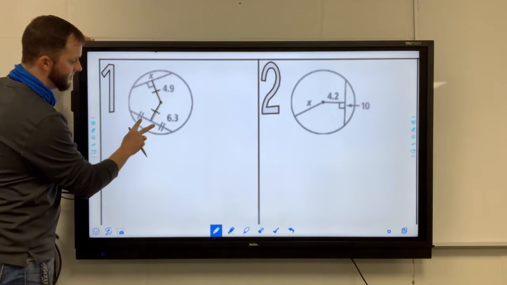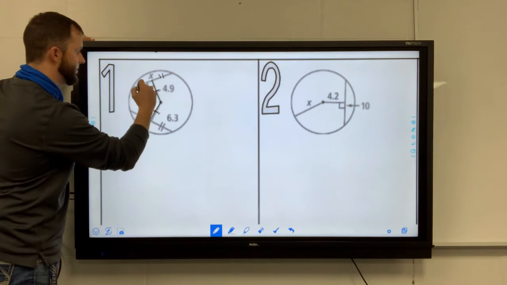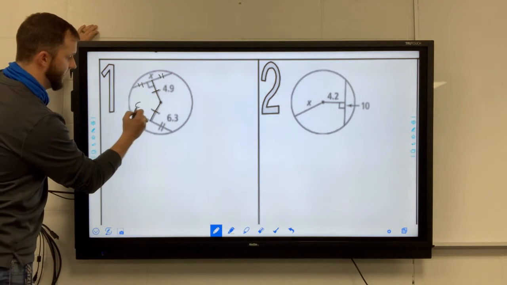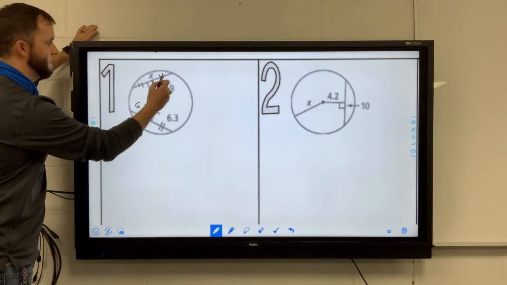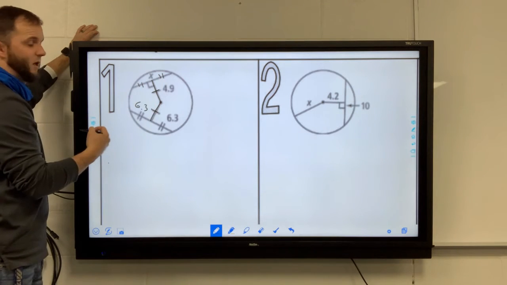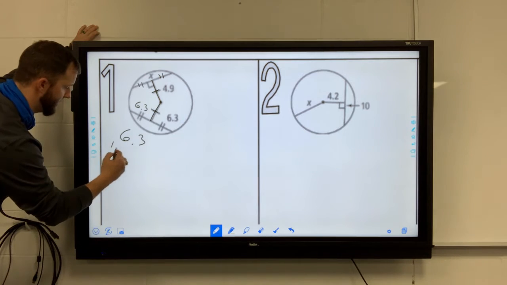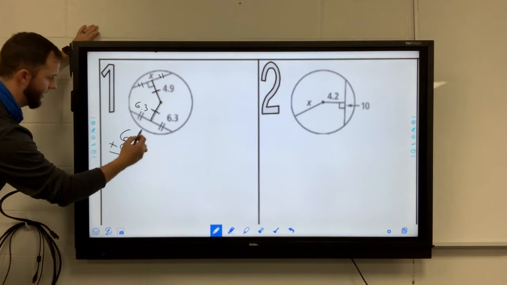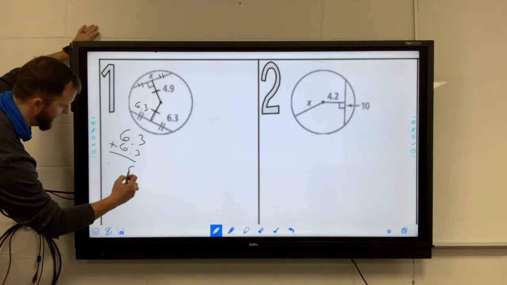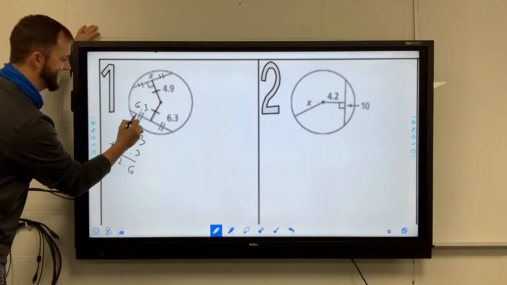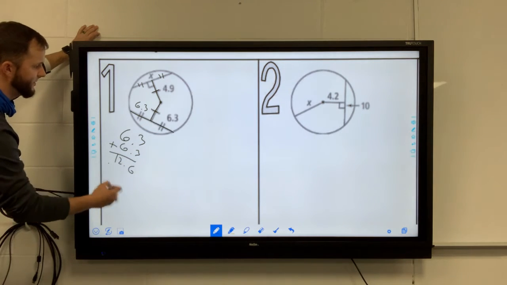So if these two are congruent, these two sides up here are also going to be congruent. If this is 6.3, this is 6.3, which means both of these are going to be 6.3 as well. Those added together, 6.3 plus 6.3, gives me 12.6. So this entire line would be 12.6.